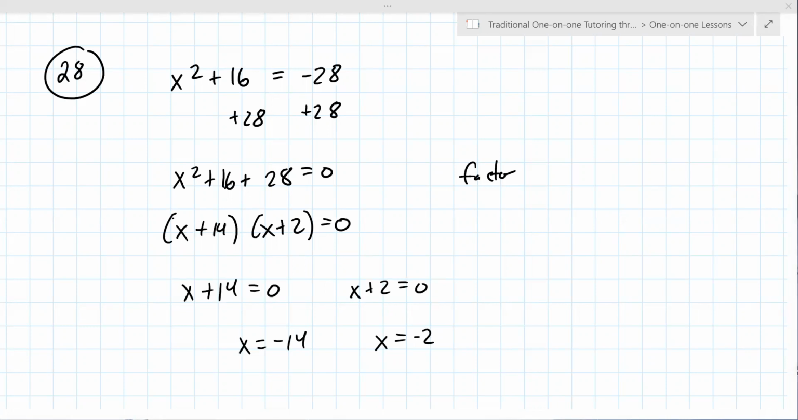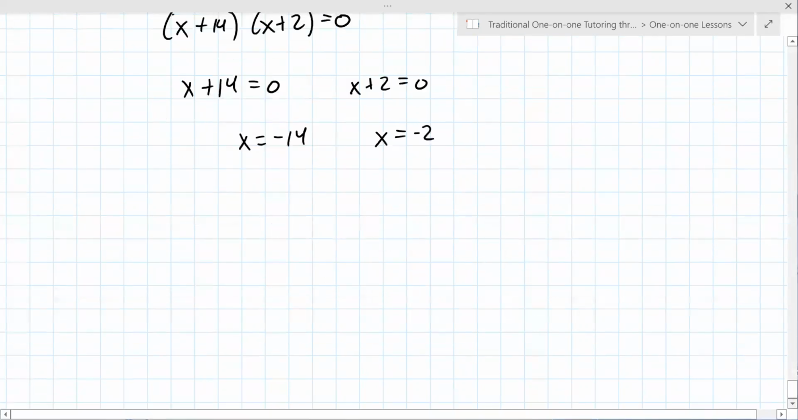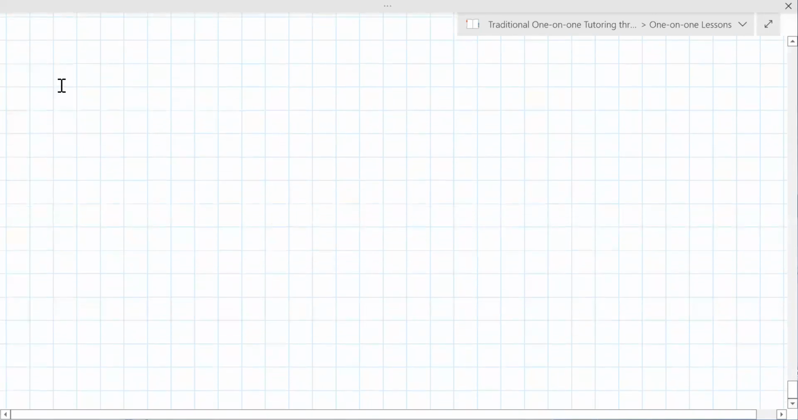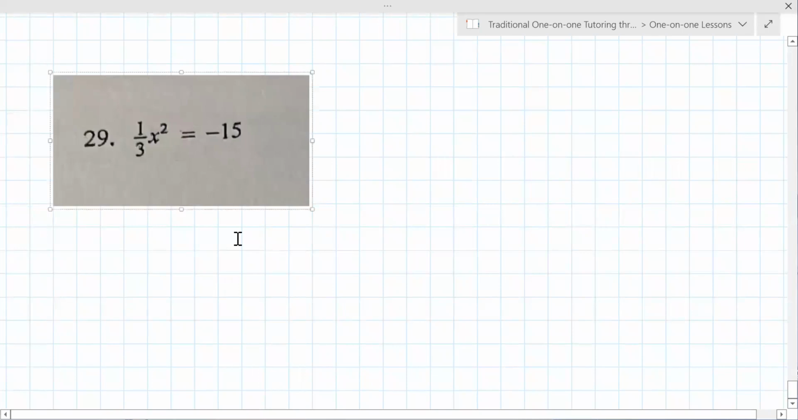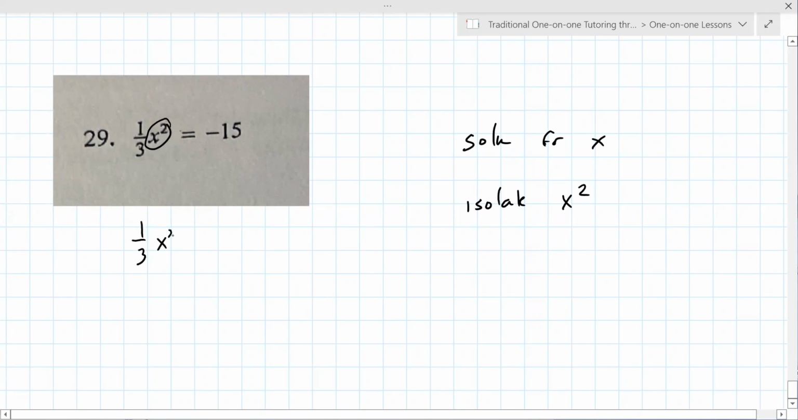Okay, moving along to 29. This will actually account for something that we were going to do earlier. So you want to solve for x. You really want to isolate the x squared. When there's only one variable in one place, you just isolate it. So you're going to do that by multiplying both sides by 3. And that gives you x squared equals minus 45.